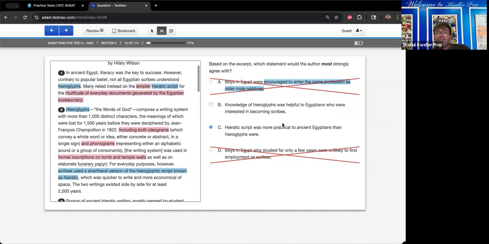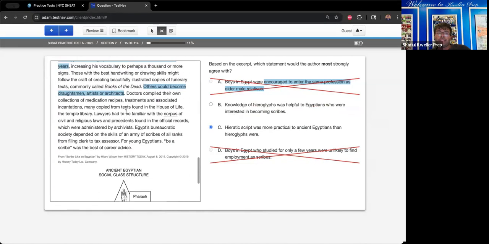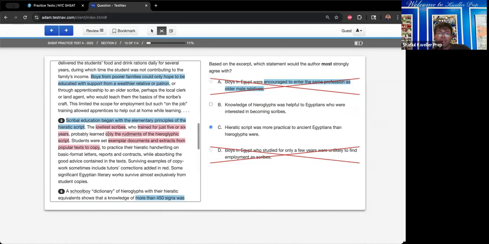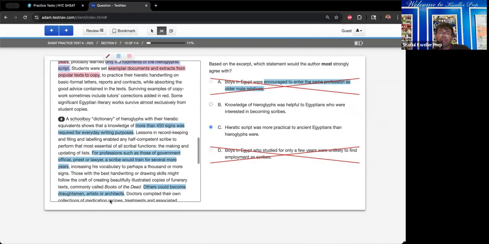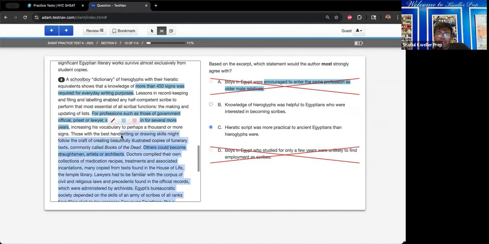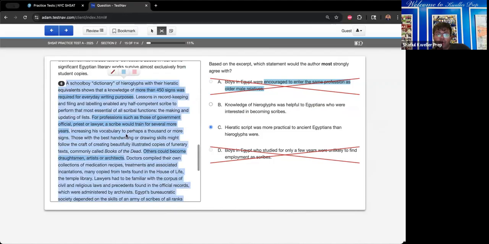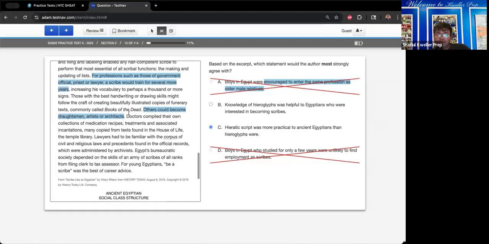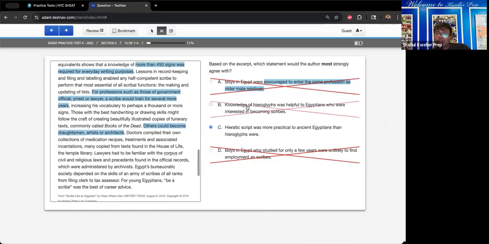B could be a correct idea, right? Like maybe if you knew hieroglyphs, it might help you a little bit, but it doesn't really say anything about that here. The last time hieroglyphs were mentioned is here. They only learned the rudiments of hieroglyphic script. It's not really mentioned after that, especially if you were interested in becoming a scribe here. It doesn't mention anything at all about hieroglyphs here. You can read through it, but yeah, the answer should just be C.